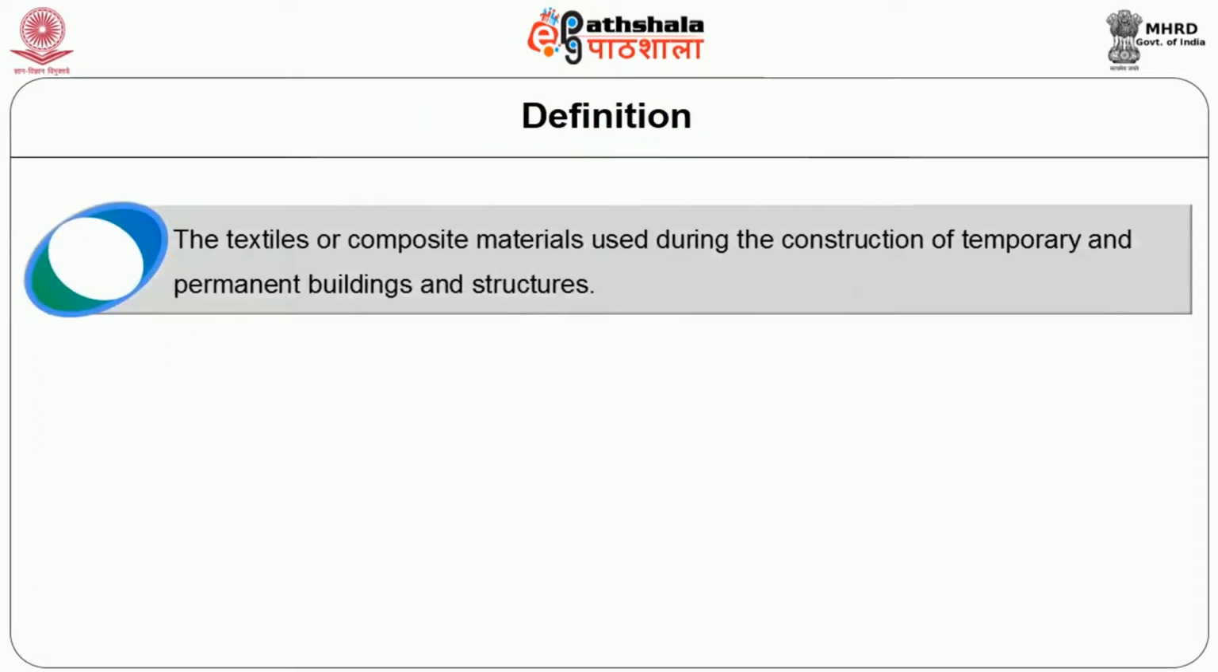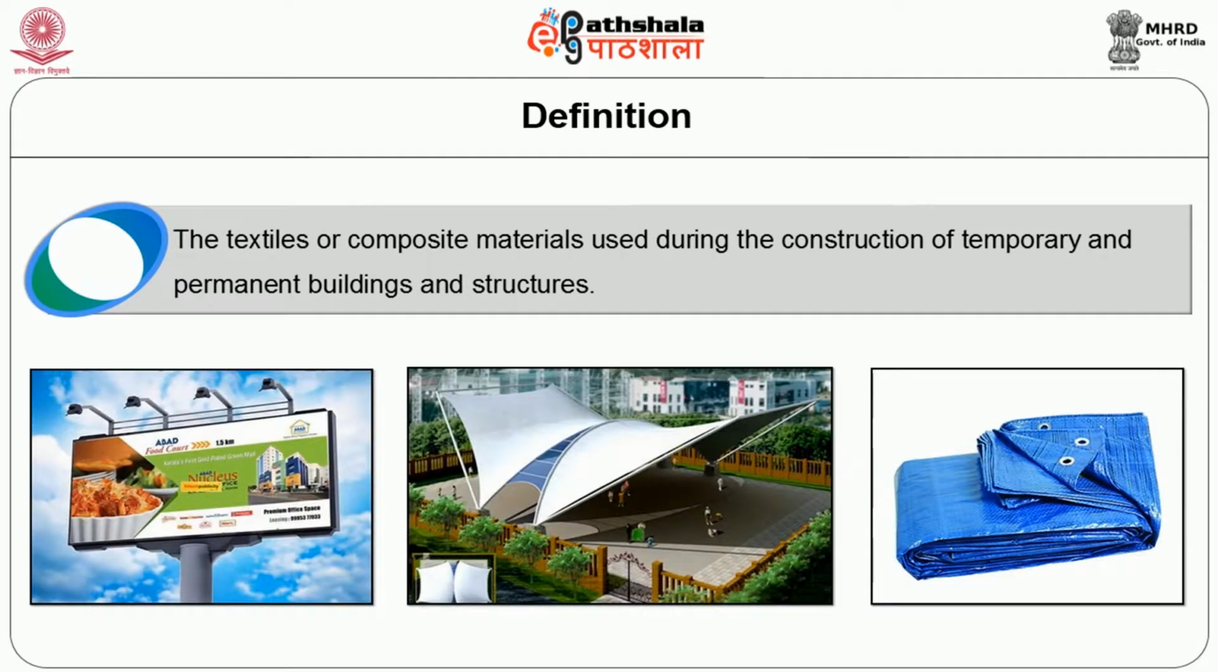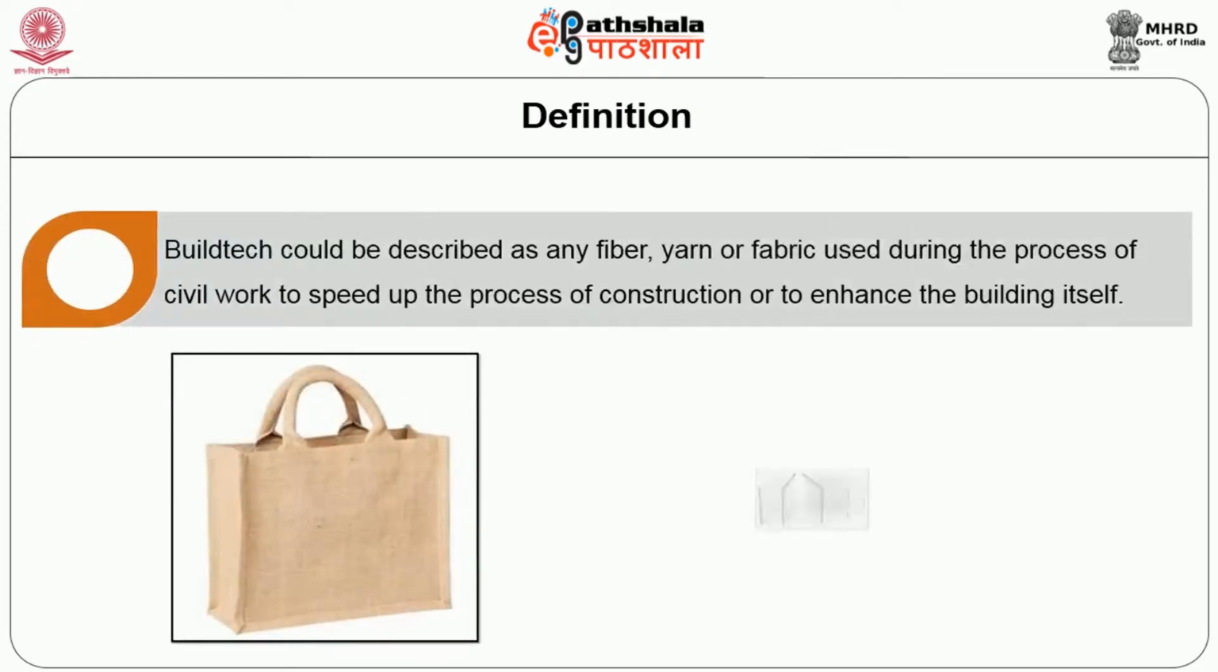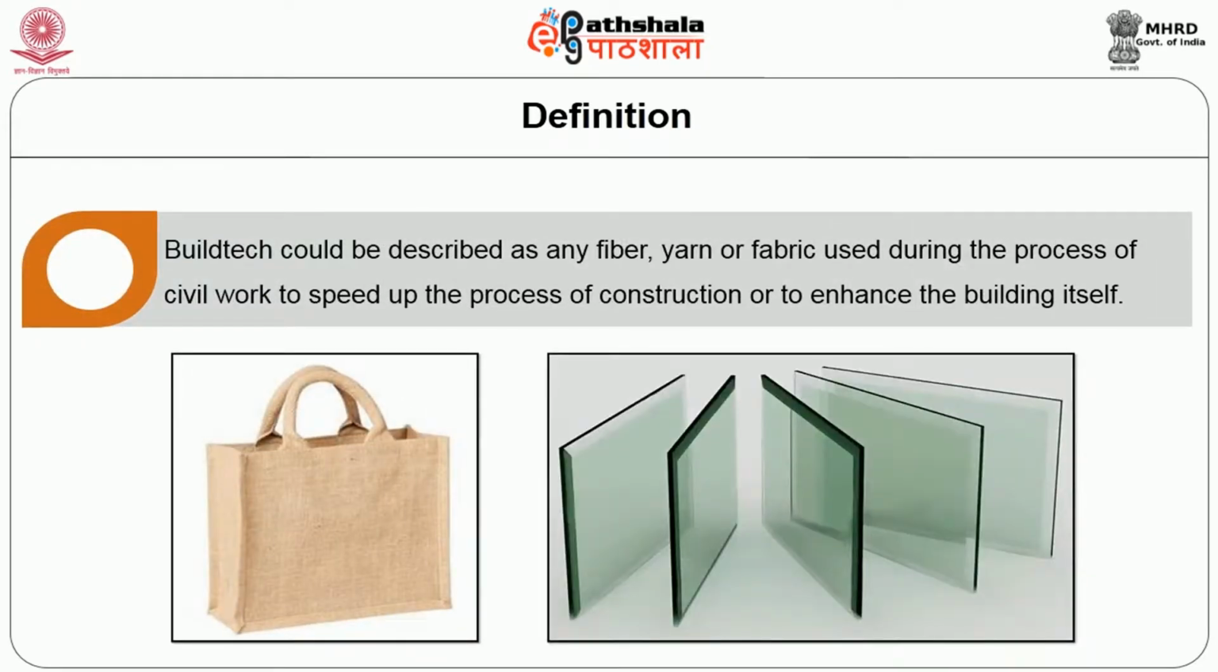We shall go on to the definition of Buildtech. The textiles are composite materials used during the construction of temporary and permanent buildings and structures like hoardings, architectural membranes, tarpaulins, scaffoldings, etc., also known as Buildtech. In other words, we could describe Buildtech as any fiber, yarn or fabric used in the process of civil engineering to speed up the process of construction and to enhance the building itself. Buildtech includes items from coarse jute bags to fine glass sheets.